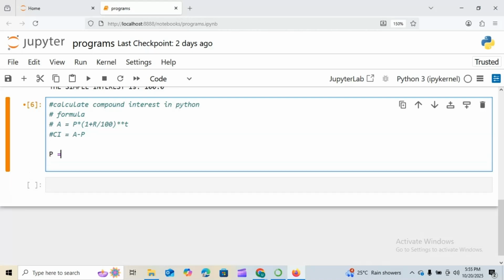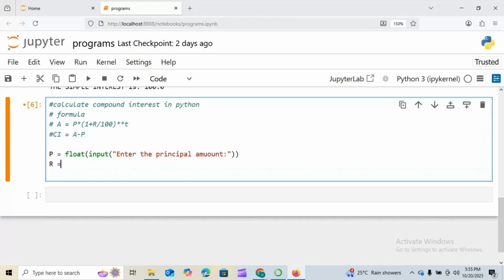I'm giving it P equals float. This is a function. Now I'm taking the numbers from the users. Okay, the input. So I'll be giving it the input function. Enter the principal amount. Then close the bracket here.